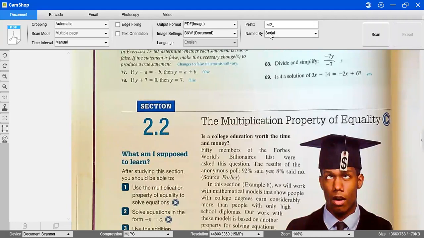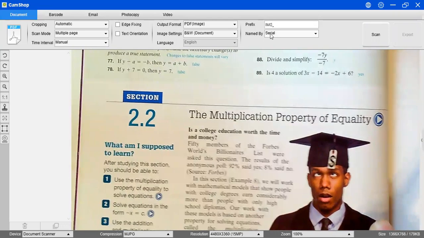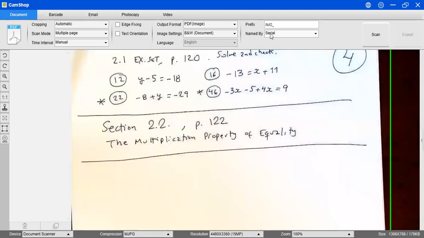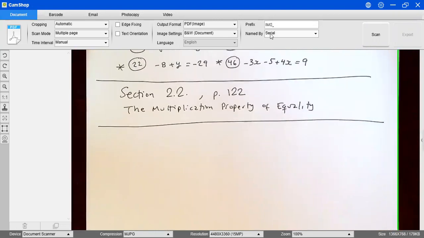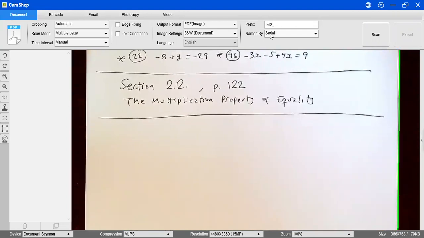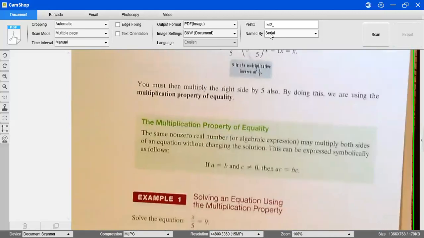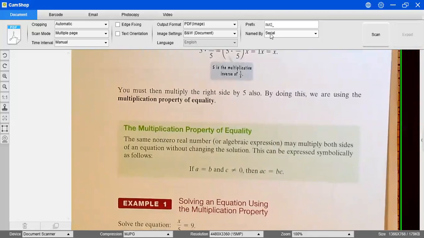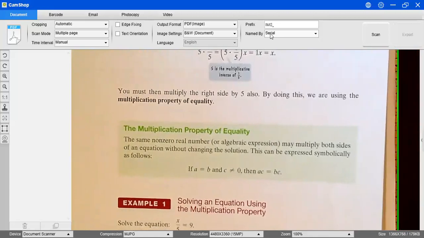We're going to start now section 2.2 on page 122. This section is about the multiplication property of equality. I mentioned a moment ago that we need 2 properties to be able to solve linear equations. The first one that we studied in the last section was the addition property of equality. And now we're going to study the multiplication property of equality. You're going to see a green box on page 123, and you're going to find there the description or the definition of that property.